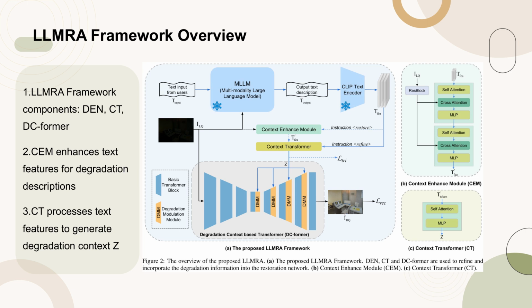Figure 2 provides an overview of the proposed LLMRA framework for image restoration. Part A shows the LLMRA framework, which includes DMM, CT, and DCFormer, used to refine and incorporate degradation information into the restoration network. Part B details the Context Enhanced Module, CEM, which enhances text features to better represent image degradation. Part C illustrates the Context Transformer, CT, which processes these enhanced text features to generate degradation context C. This figure is crucial for understanding how the LLMRA framework integrates and refines degradation information to restore images effectively.